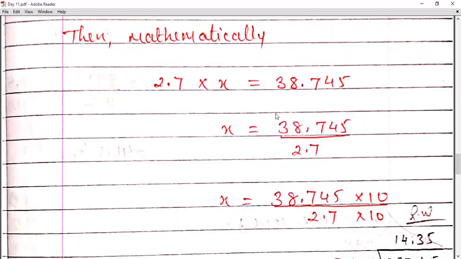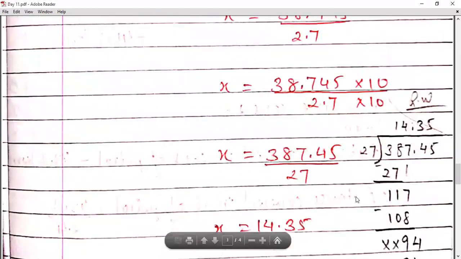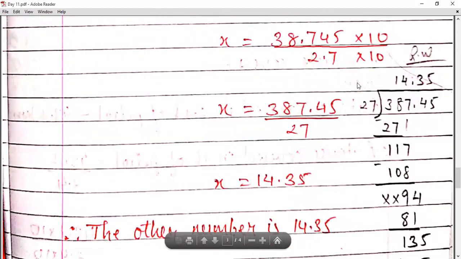You can see again, this is the division of a decimal number by another decimal number, converting the denominator into a whole number by multiplying both numerator and denominator by 10 and performing a simple division. In the rough work, I got the value of x as 14.35. Hence, the other number is 14.35.